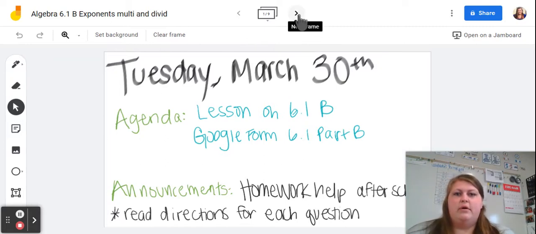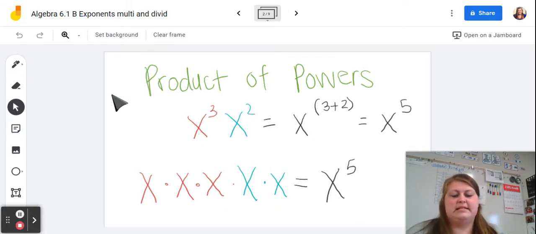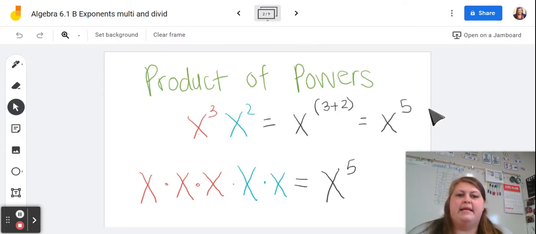All right, so today we're going to be doing product of powers and quotient of powers. So the product of powers states exponents, when they're being multiplied by each other, you're going to add them together.